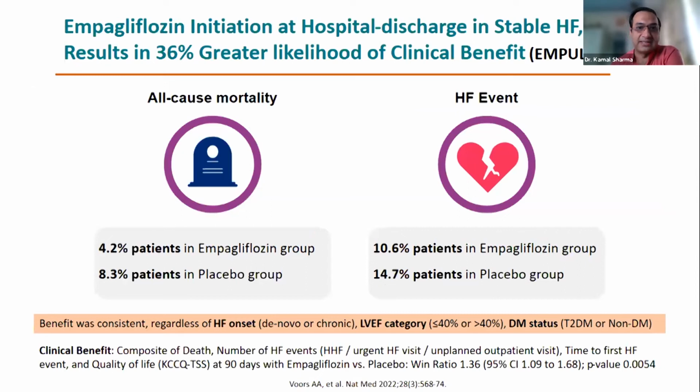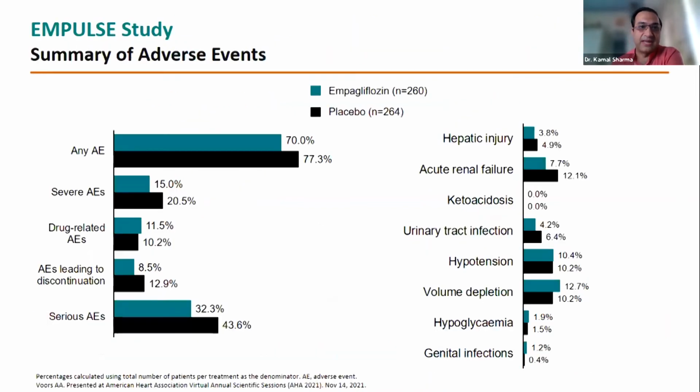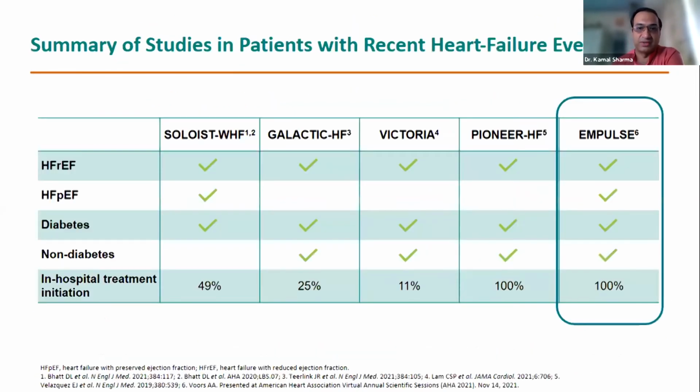And they looked at the all-cause mortality and heart failure hospitalization, and you can see the benefit was consistent in acute heart failure onset, de novo or chronic, whether EF was less than 40 or more than 40, whether the patient was diabetic or not, and the adverse events were pretty much matching for the placebo arm.